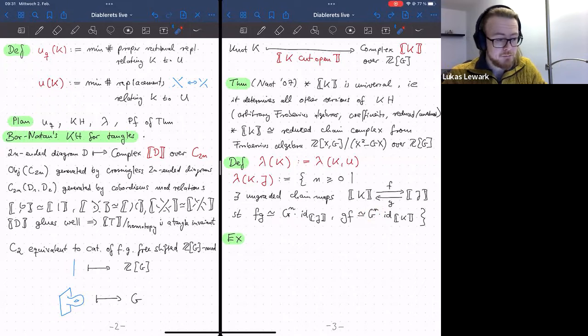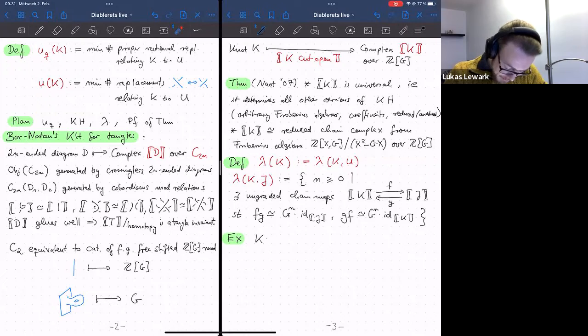Just to be clear, if I take arbitrary ZG free chain complexes, say finitely generated, such an n might not exist. I agree, absolutely. If you take arbitrary chain complexes, such an n need not exist. But arbitrary chain complexes do not occur for knots.